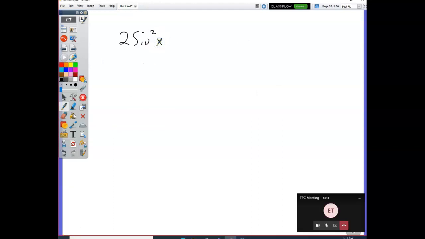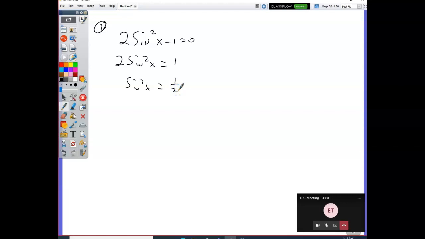X minus 1 equals 0. Here we go. What do you got for me, sir? Add 1. So we got 2 sine squared x equals 1. Love it so far. Now what? Divide by 2. I got sine squared x equals 1 over 2.